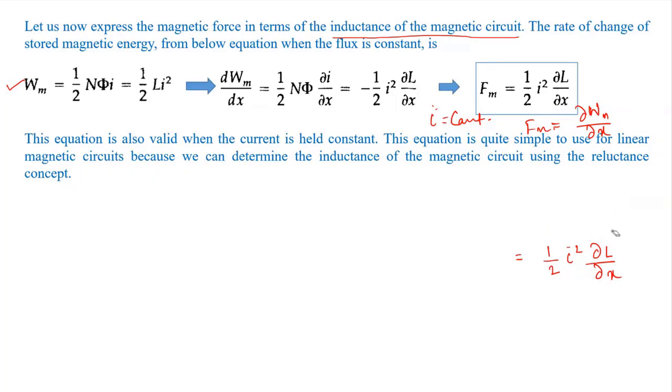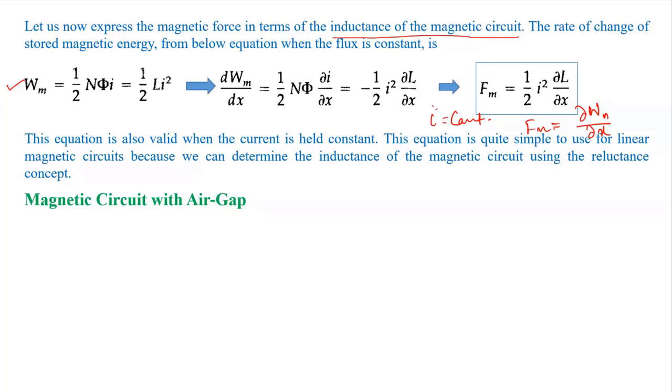For both the cases, you will find the same expression, right? So that is what is mentioned here, and this equation is quite simple to use for linear magnetic circuits because we can determine the inductance of the magnetic circuit using the reluctance concept. Okay, so now let us find, for the magnetic circuit with air gap, how we'll determine the magnetic force.